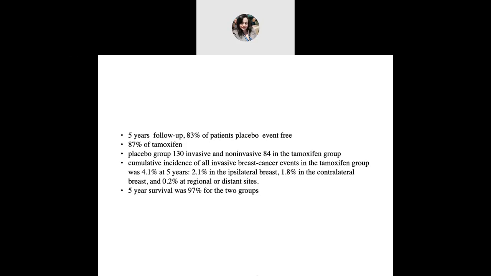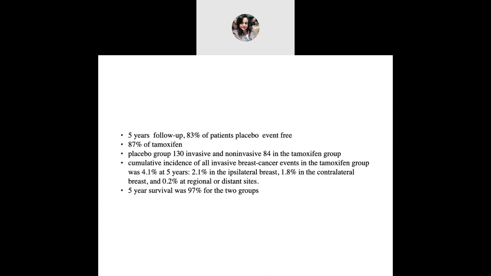2 in the same breast and almost 2, 1.8 in the opposite breast also. The tamoxifen is reducing not only the recurrence in the same breast, but also in the opposite breast. That's the beauty of tamoxifen. Mind you, this will work only in ER receptor positive DCIS. So you have to do ER status, and if it's ER positive, you can offer 5 years of tamoxifen.